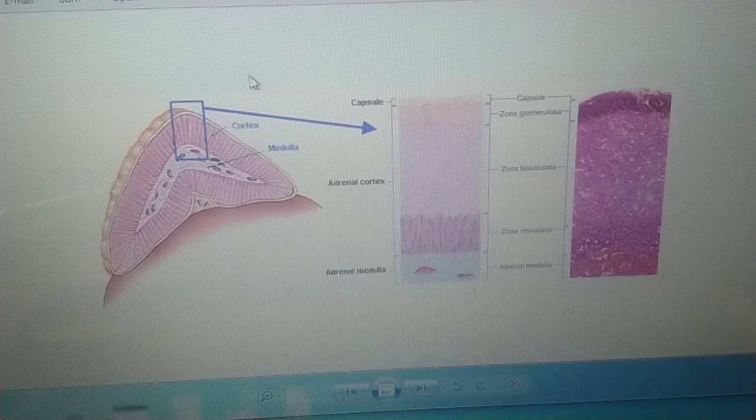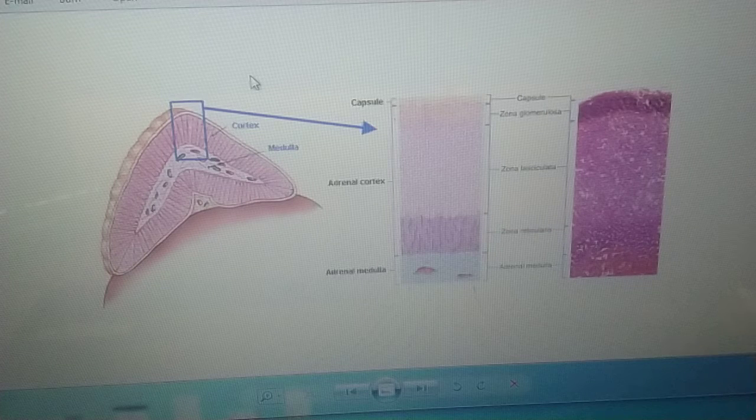The cells of zona fasciculata and zona reticularis contain ascorbic acid, that is vitamin C. So vitamin C is present in zona fasciculata and zona reticularis, but not in glomerulosa. Zona glomerulosa does not have ascorbic acid, but zona fasciculata and reticularis have the ascorbic acid.